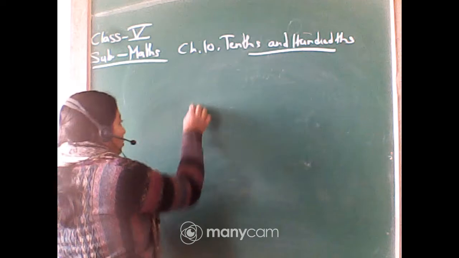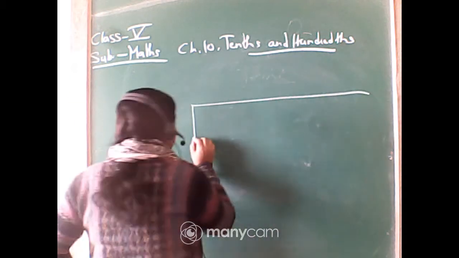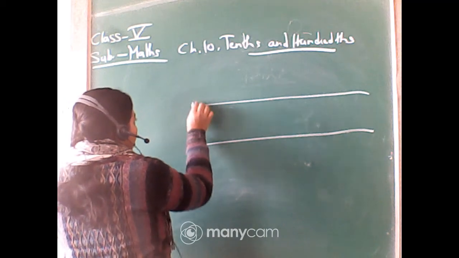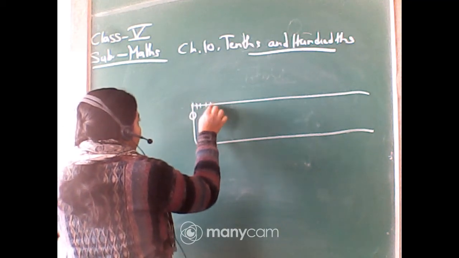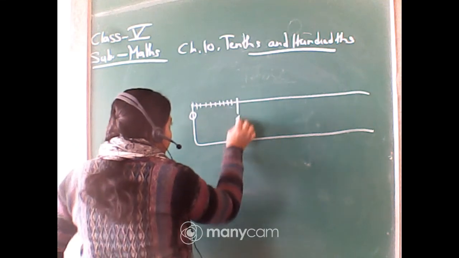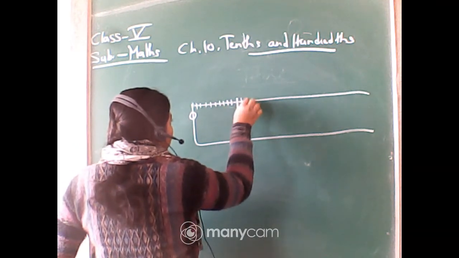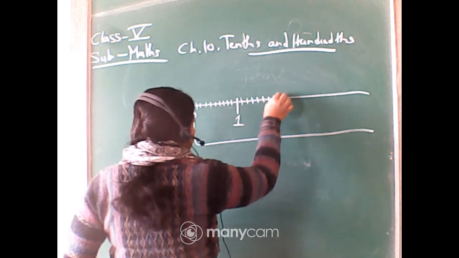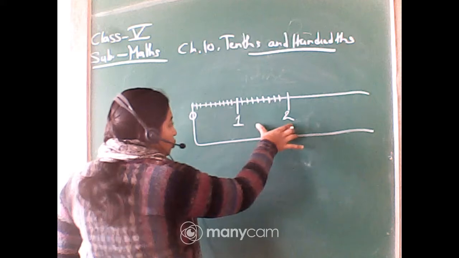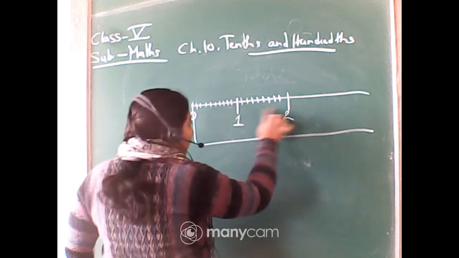Suppose I am drawing this as the scale. It is starting from 0, then small divisions 1, 2, 3, 4, 5, 6, 7, 8, 9, 10. Here it is written 1. Again 2, 3, 4, 5, 6, 7, 8, 9, 10. Here it is written 2. So between 0 to 1, or 1 to 2, there are small 10 divisions.